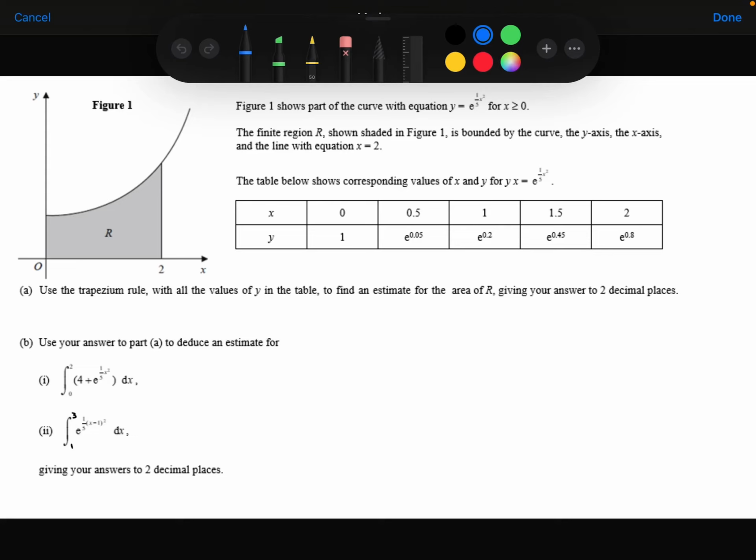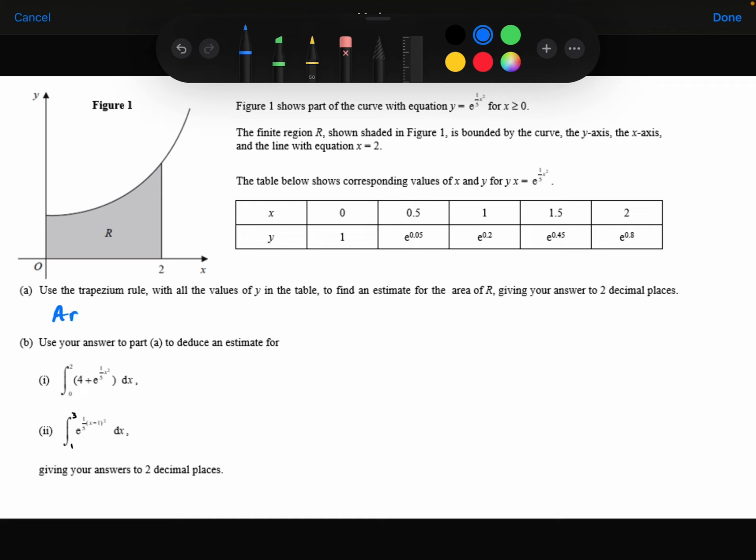Figure 1 shows part of the curve with the equation y equals e to the 1/5 x squared. We are given some values for x and y in the table there, and we need to use the trapezium rule with all of the values of y to find an estimate for the area.